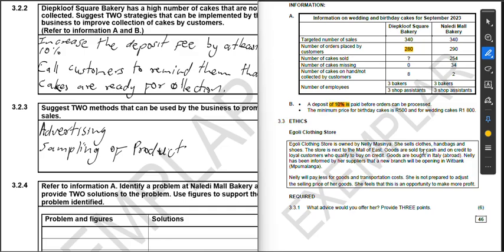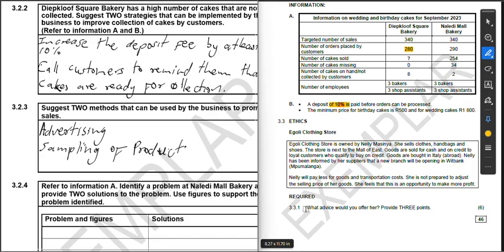Goods are sold for cash on credit to the loyal customers who qualify to buy on credit. Goods are bought in Italy abroad. Nelly has been informed by her suppliers that a new branch will be opening in Witbank, Mpumalanga. Nelly will pay less for goods and transportation costs. She is not prepared to adjust the selling price of her goods. She feels that this is an opportunity to make more profit.